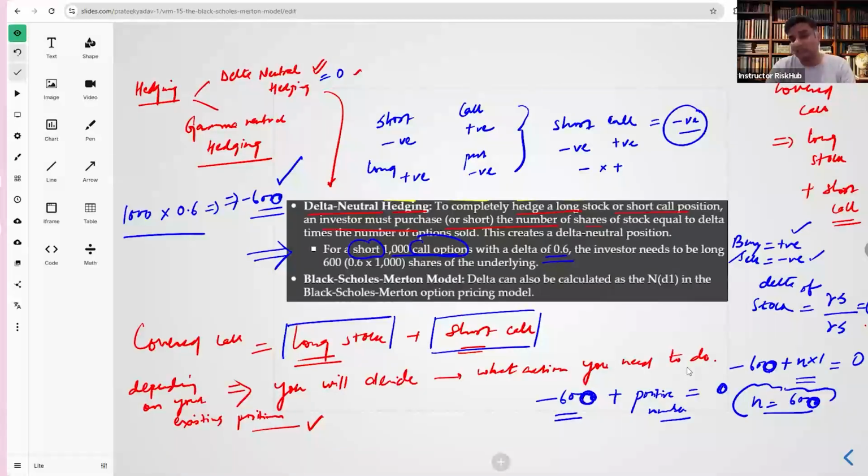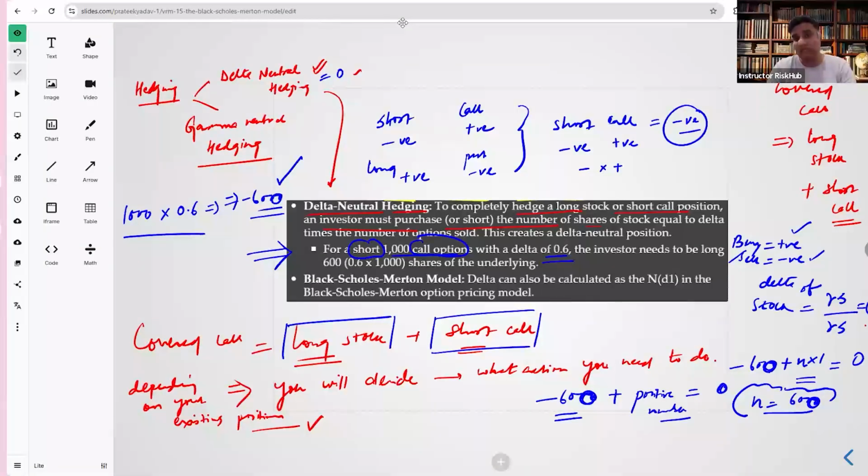Everything is written here crystal clear. The objective of this exercise is to tell you that when you are doing delta neutral hedging, you have to make sure that you understand the existing position. Your existing position was a short call option. Short is negative, call is positive. You multiply and you get a negative value. So again, remember this. I have given you a much more elaborate explanation, which is not even given in your book, so that you can solve the questions easily.